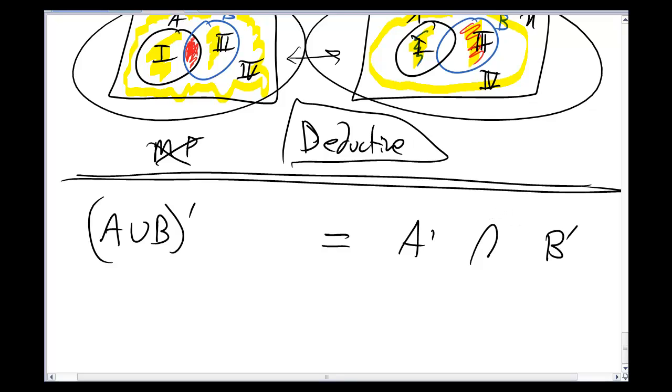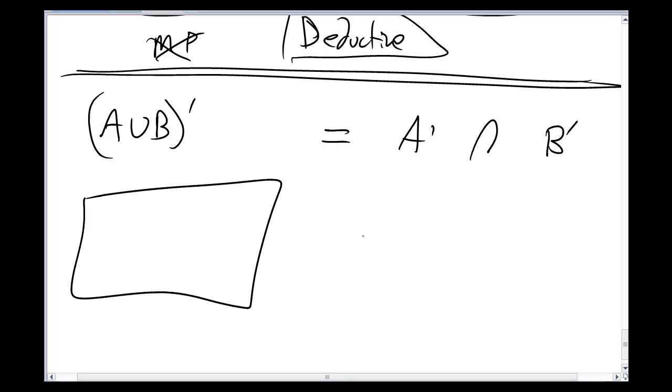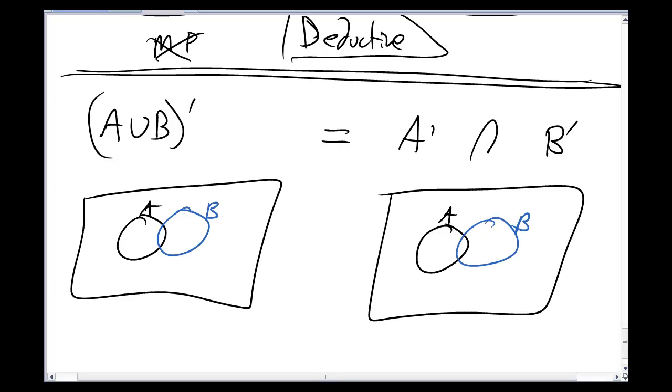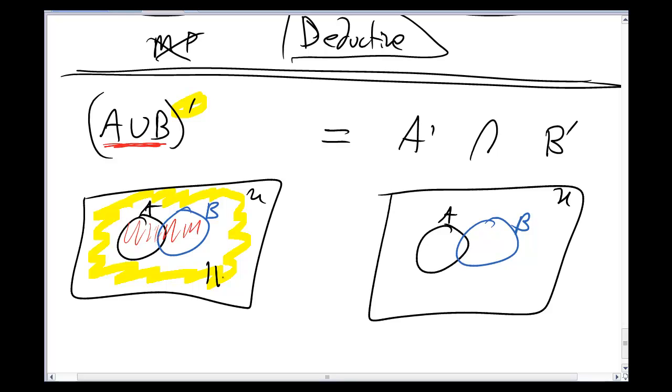Again, I can shade in areas of the Venn diagrams to convince you that this is always true, no matter what particular sets I'm talking about. So here's set A and set A. And let's talk about set B and set B inside my universes. Well, if I'm talking about A union B, if I shade in that area, that's all of this, which means when I'm talking to you about the complement of that, it's all the stuff outside that red area that I've shaded in, which gives me just this outside area, which is what we call region 4.